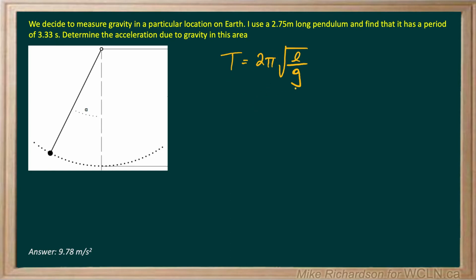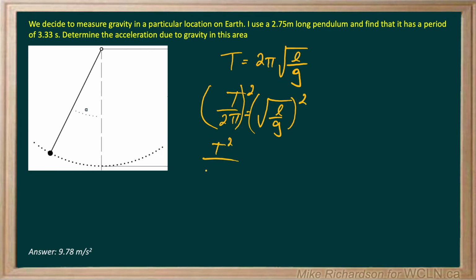So we want to solve this equation for g. When I do that, I can start by dividing both sides by 2 pi. So I get T over 2 pi is root L over g. Now I can square both sides to get rid of that square root. And I get T squared over 2 squared is 4 pi squared, everything in the brackets gets squared, equals L over g.